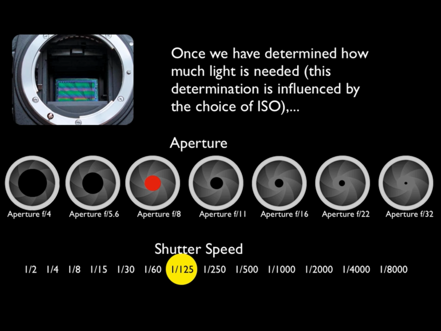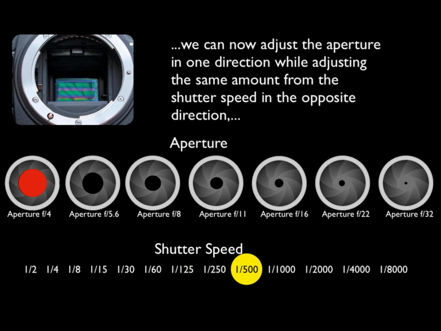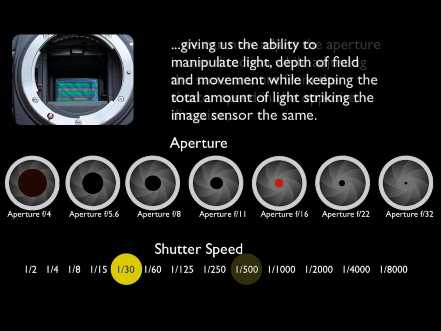Once we have determined how much light is needed, this determination is influenced by the choice of ISO. We can now adjust the aperture in one direction while adjusting the same amount from the shutter speed in the opposite direction, giving us the ability to manipulate light, depth of field, and movement while keeping the total amount of light striking the image sensor the same.